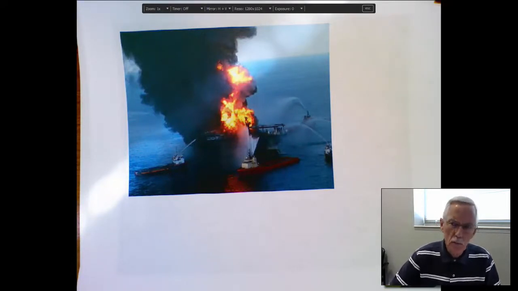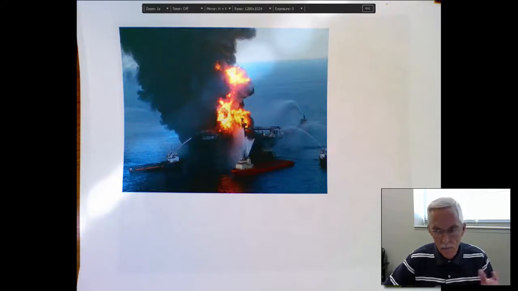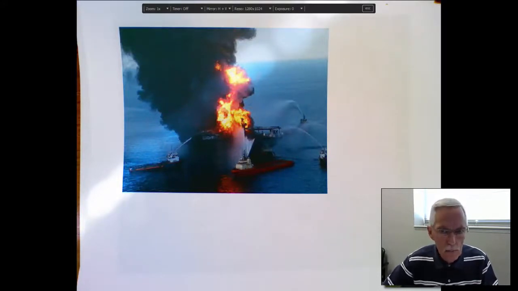Millions of dollars had been spent by BP in the production of this mobile offshore drilling unit. Just like NASA, BP was running behind schedule and under a lot of pressure to complete the project, despite reports of the fact that there were some leaks in the rig's blowout preventer.